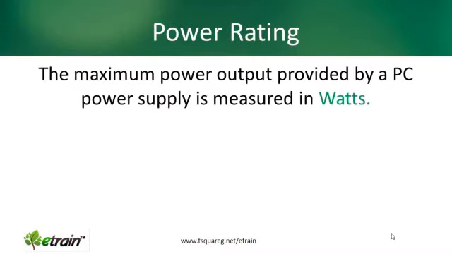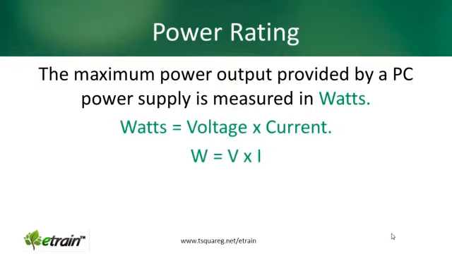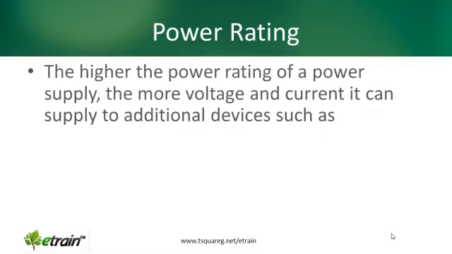Now, all power supplies have some way of their power rating being measured, and it's used in physics, and it's called the watt, a unit of power. It's based on the equation that power in watts is equal to voltage times current, or W is equal to V times I. A very important equation. That equation leads us to one simple and yet important statement.